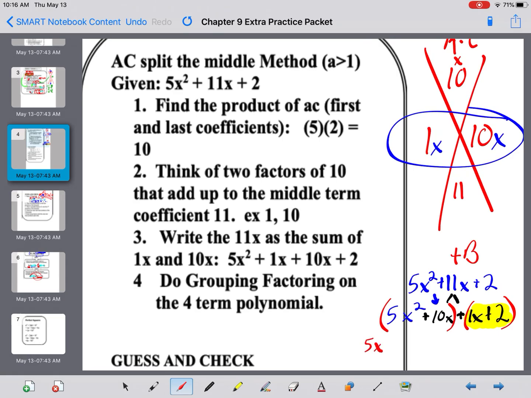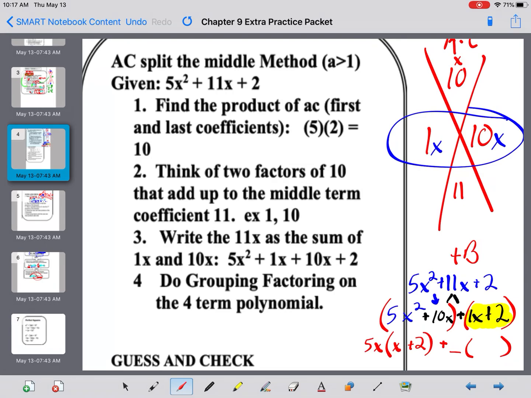So I can pull a 5x out of the first pair. So I'm left with x plus 2. Does that truly equal 5x squared plus 10x when I distribute back in mentally? Yes, it does. And there's nothing else I can factor out of there. What can I factor out of this second one? If you say nothing, you're kind of right.